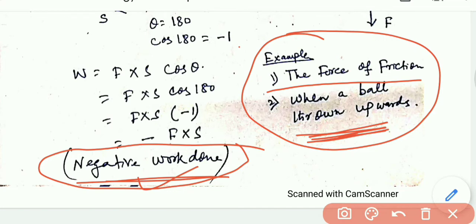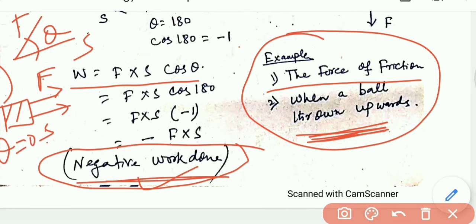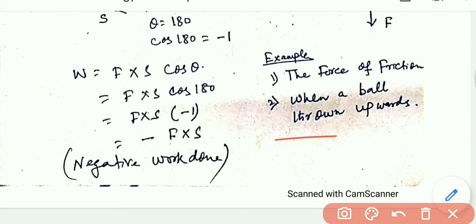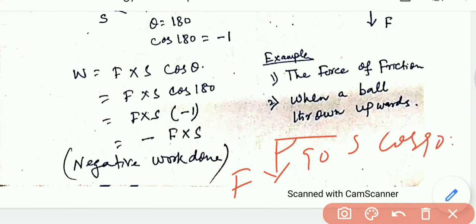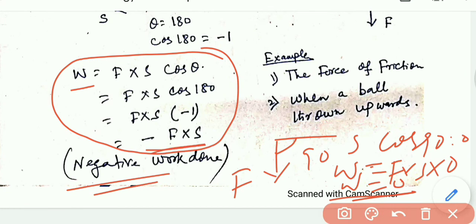We have discussed the 4 conditions. Number 1, F and S make an angle theta, so the formula will be Fs cos theta. Number 2, both the force and displacement are in the same direction. In that condition theta equal to 0, then the formula will be W equal to F into S. This is the second condition. Third condition, the force and displacement make an angle 90 degree, then cos 90 equal to 0, then the work done will be F into S cos 90, that is 0, that is no work done. And this one is called the negative work done. This total W equal to minus Fs, this is called negative work done.